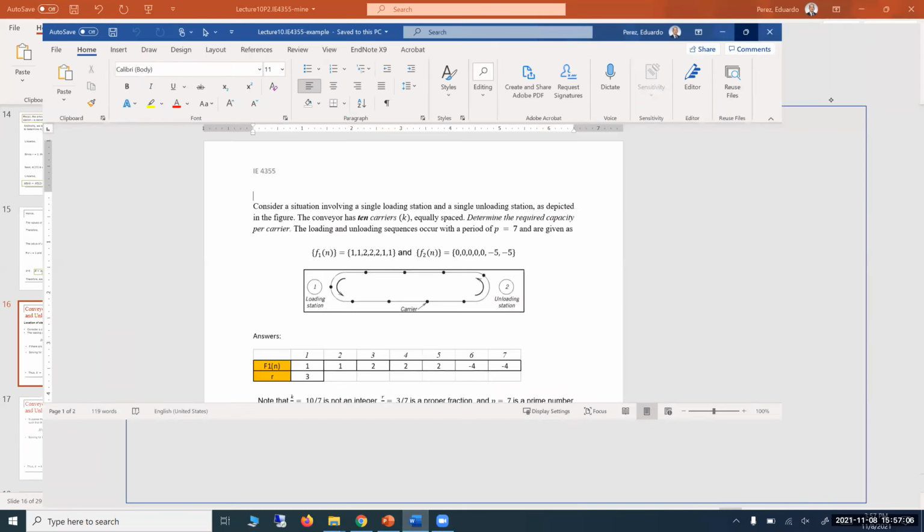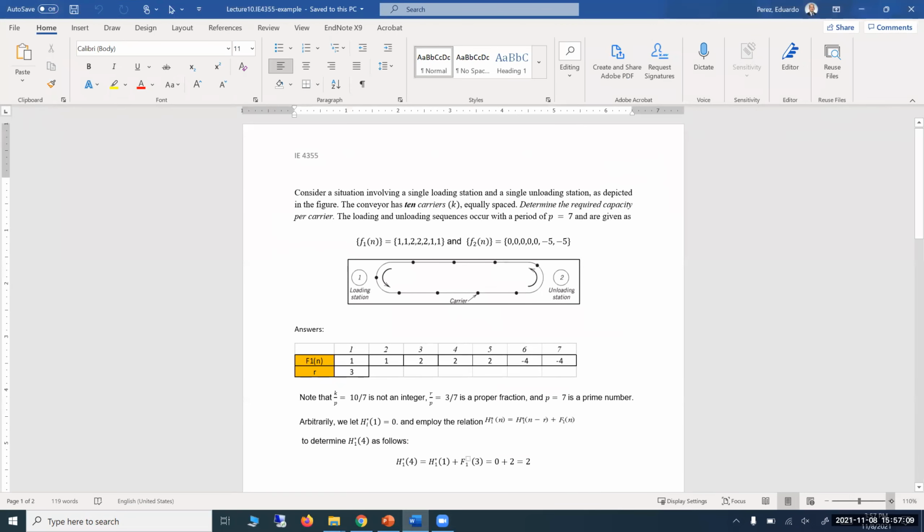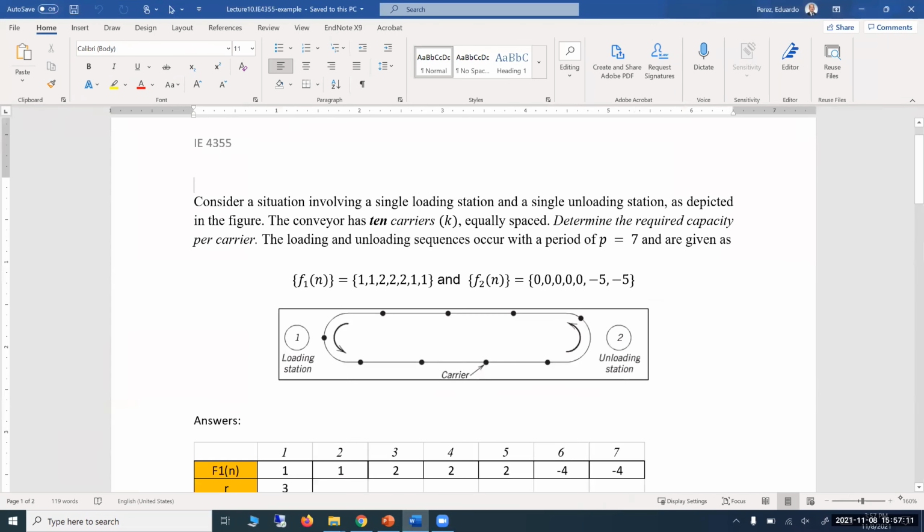And I'm going to make this one available also. So in this example, we have the same conveyor, the same sequence of loading and unloading. But the only difference now is that we have 10 carriers equally spaced. In the previous example, we had 9. In this one, we have 10. The loading and unloading sequences occur with a period of P equals 7. So the question is, again, would this change the capacity that you need for your carts or your carriers?